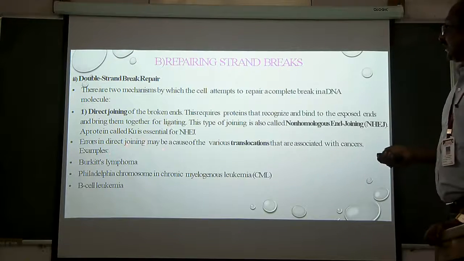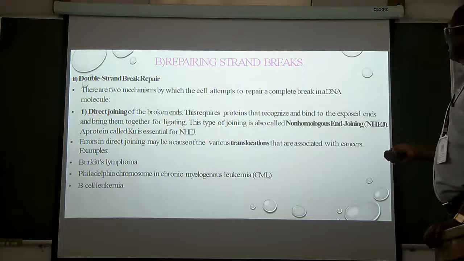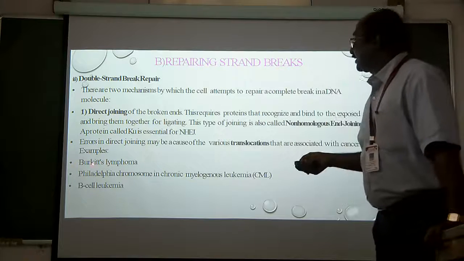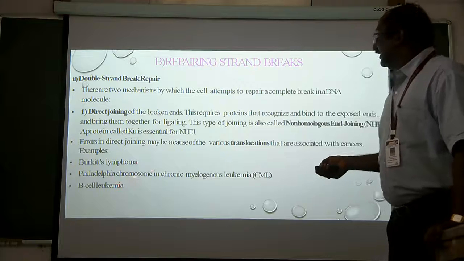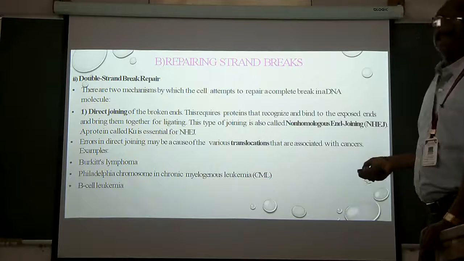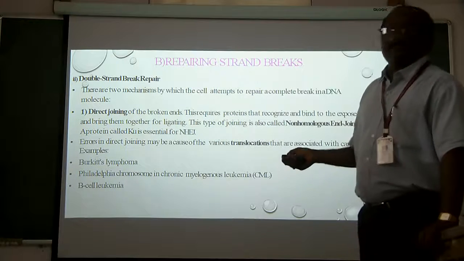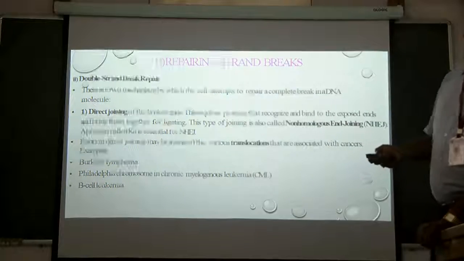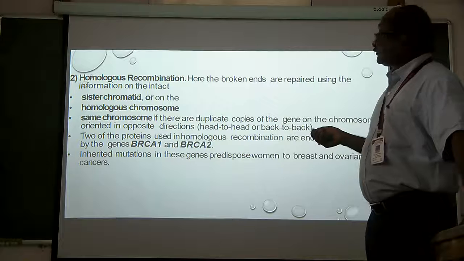Errors in direct joining may cause various translocations of sequences in the genome that are associated with cancer. Examples are Burkitt's lymphoma, a cancer, and the Philadelphia chromosome in chronic myelogenous leukemia, CML. It is a disease where blood cancer is responsible, and you can also see B cell leukemia. The other mechanism is homologous recombination.